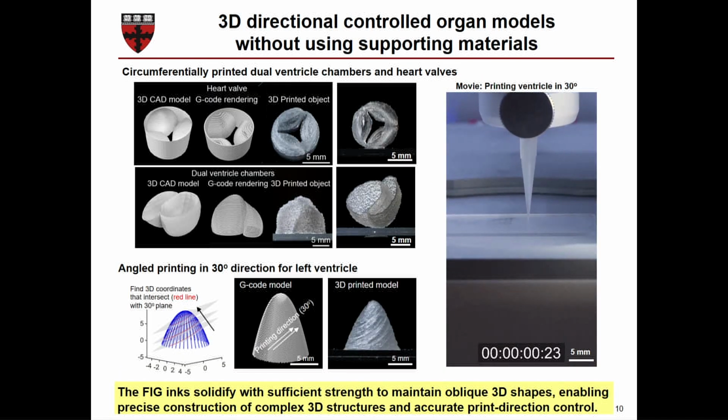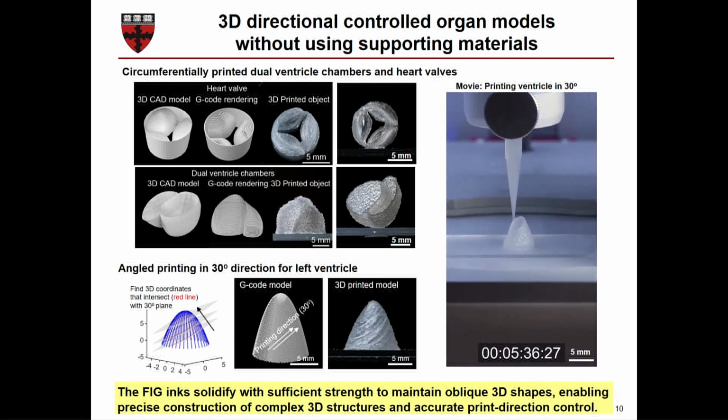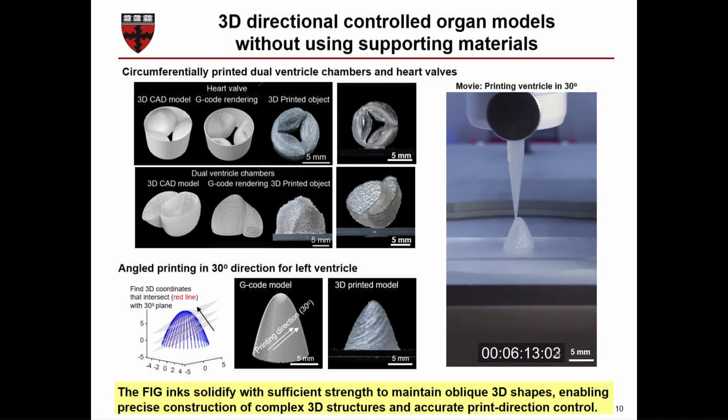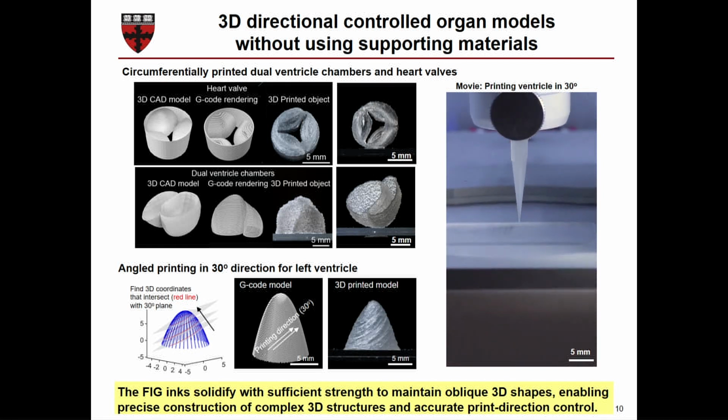And not only this ventricle structure, we can also make more complicated heart components, including a valve and dual chamber ventricles. And we can also control the angle by making G-code, so that we can replicate the multiple directions of the muscle within the heart. So this is printed in an angled way.